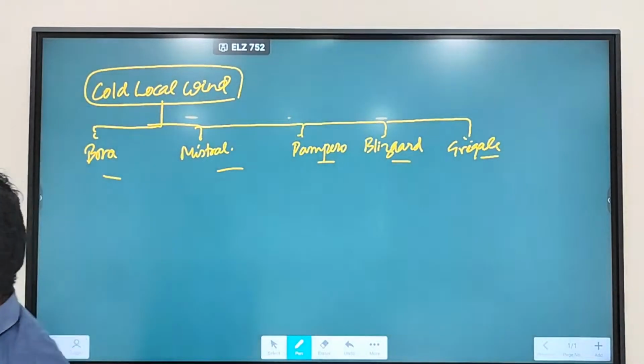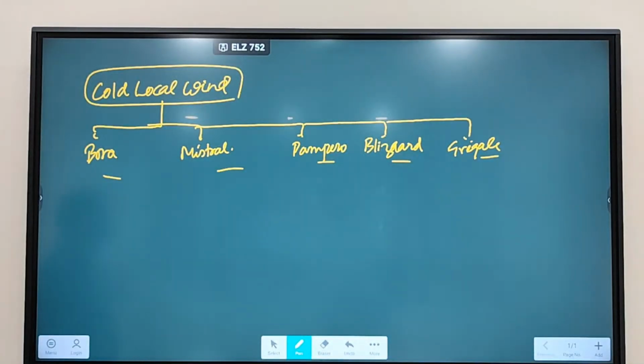Fine. So now we are coming to what? We are coming to the cold local winds. We are done with the warm local winds. So now we are coming to the cold local winds. Cold local winds are Bora, Mistral, Pampero, Blizzard, and Grigale. These 5 are together called cold local winds.